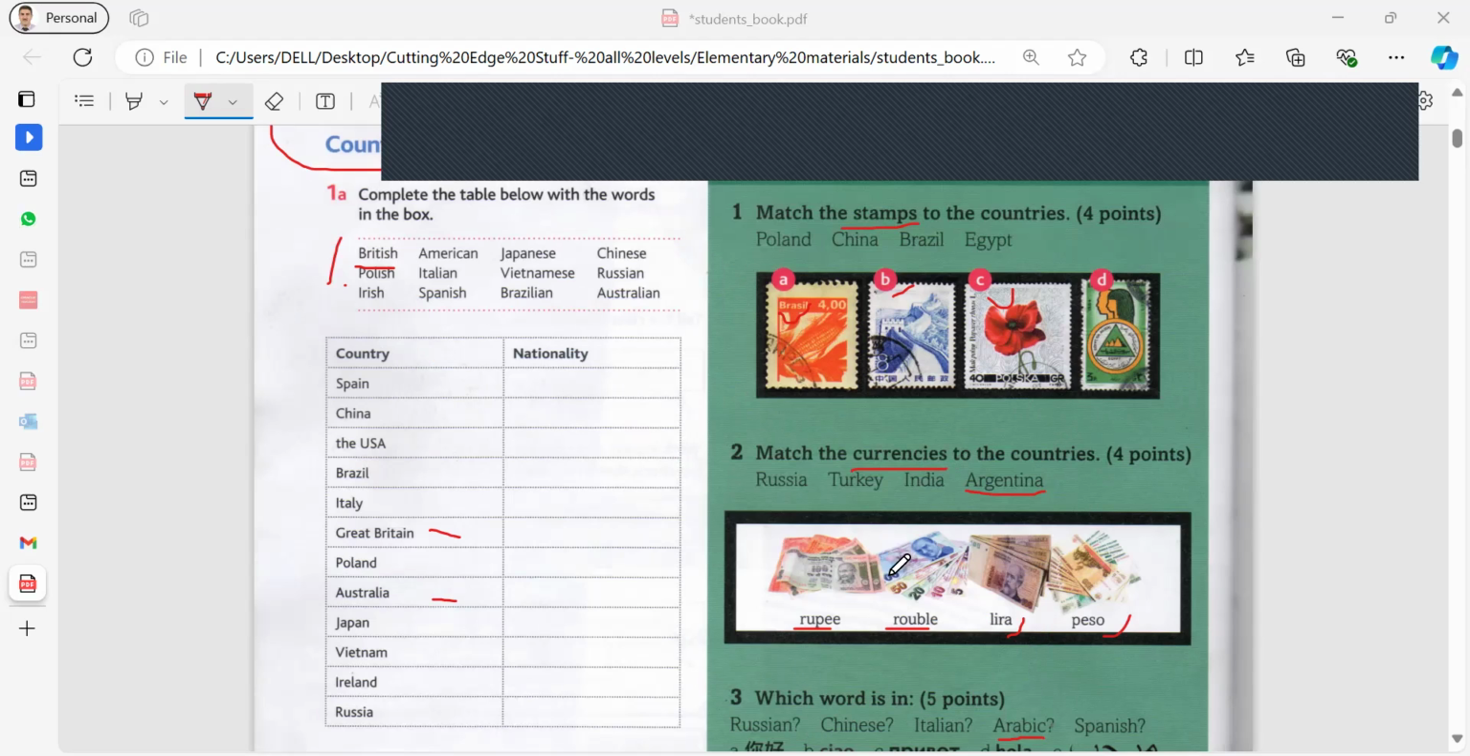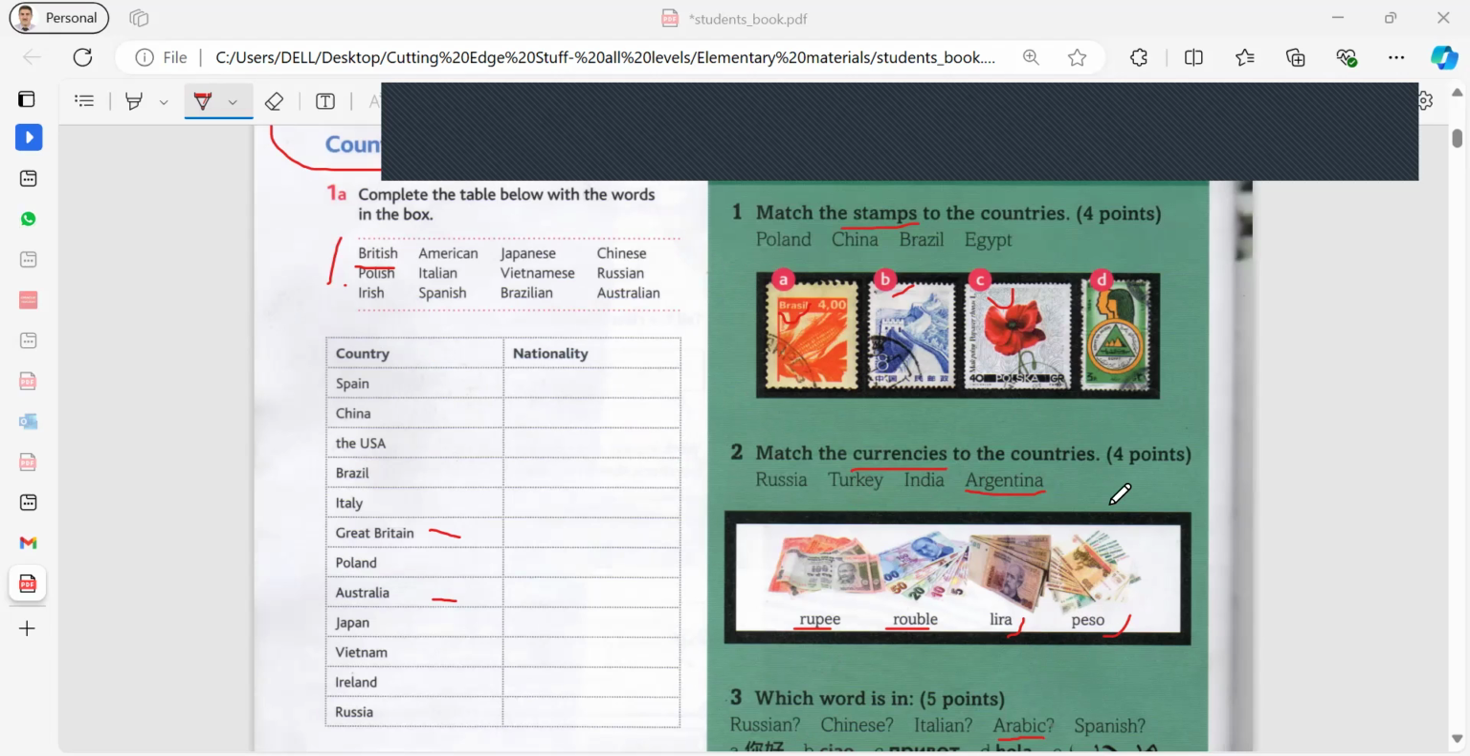Two. Currencies. The rupee is the currency of India. The ruble is the currency of Russia. The lira is the currency of Turkey. The peso is the currency of Argentina.